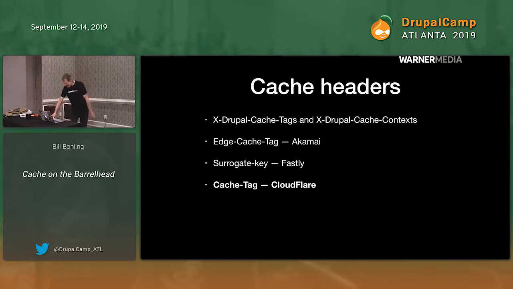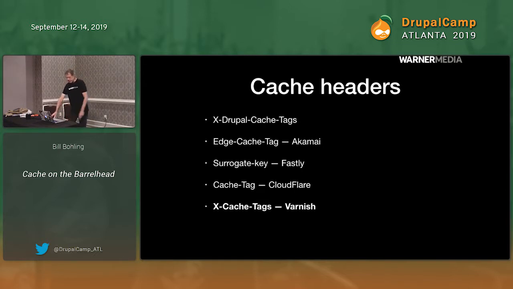And then lastly is the cache tag header. This one is used by Cloudflare. This is also a comma-separated list like Akamai. And then on Varnish, if you're using Varnish, they use the X cache tags header. And again, the specifics on actually how you use these, how you purge caches up on your downstream is going to depend on what you're using. So you know where to Google that.